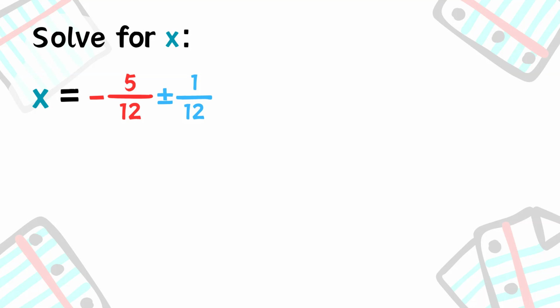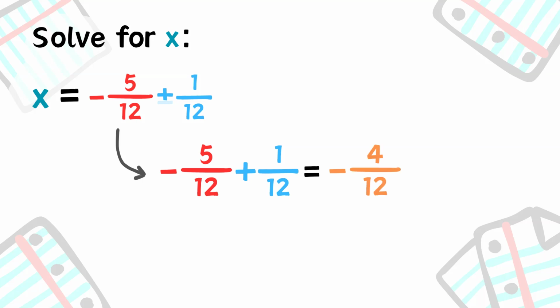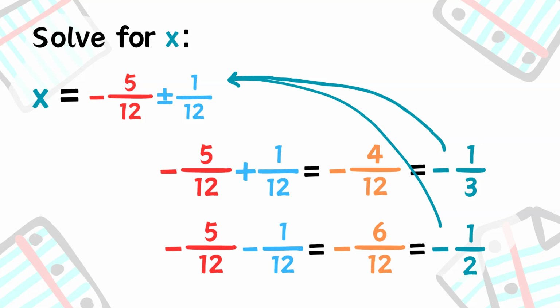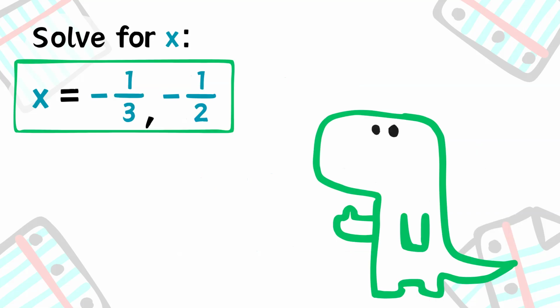And to simplify here, negative 5 over 12 plus 1 over 12 is negative 4 over 12, which simplifies to negative 1/3. And negative 5 over 12 minus 1 over 12 is negative 6 over 12, which is negative 1/2. Thus our roots for this quadratic are negative 1/3 and negative 1/2. Awesome job. And that's how you solve quadratics by completing the square.